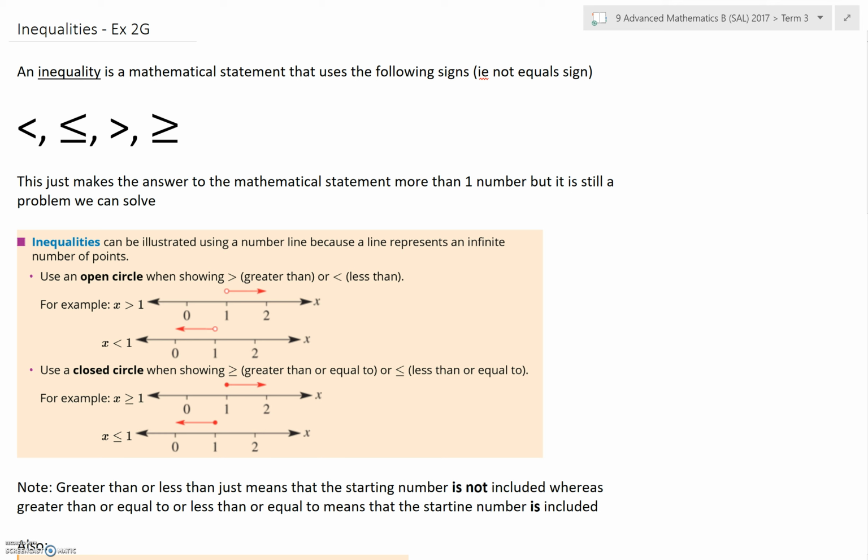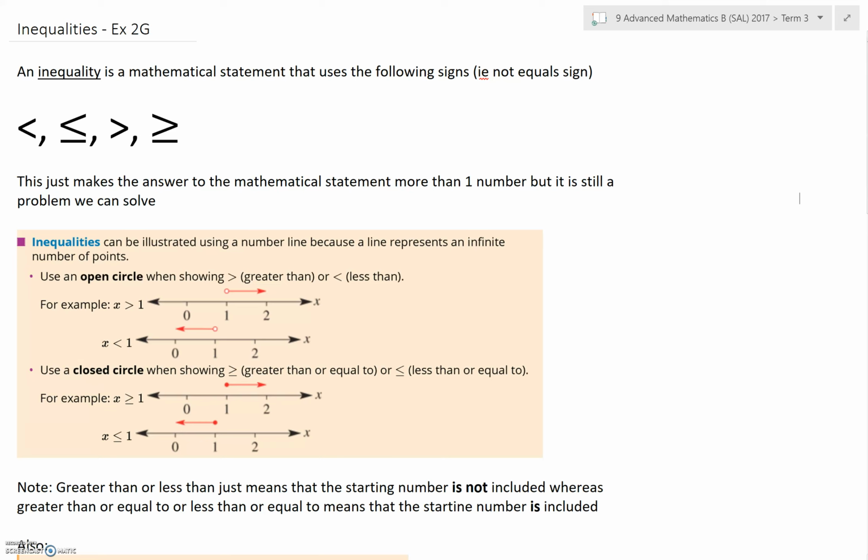So an inequality is a mathematical statement that uses the following signs that are listed there. So it's similar to a mathematical equation, but it doesn't use an equal sign. It uses the less than, greater than, less than or equal to, and greater than or equal to signs instead of an equal sign.